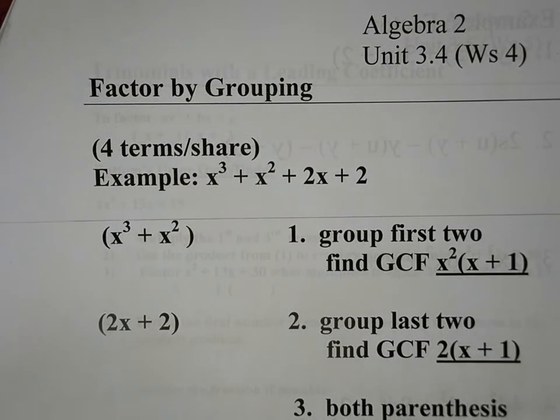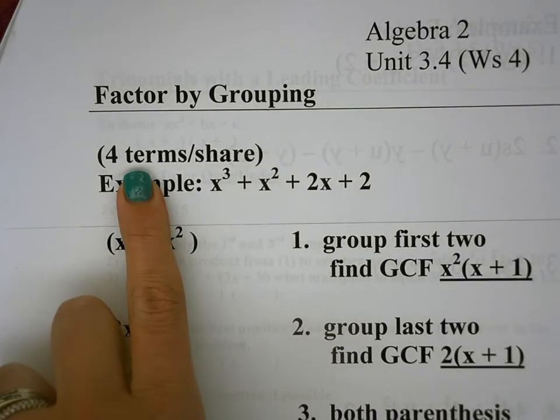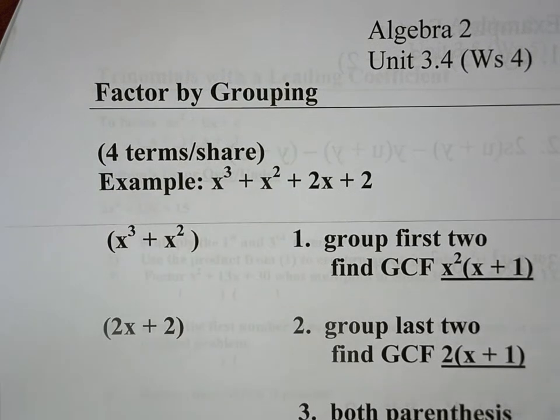Okay, today we're talking about factoring by grouping. You know how with difference of squares, how many terms are there? Two. When you're dealing with grouping, there are going to be more than 2: 4 terms. When there's 3 terms, that's when you use your diamond method. 4 terms is grouping.